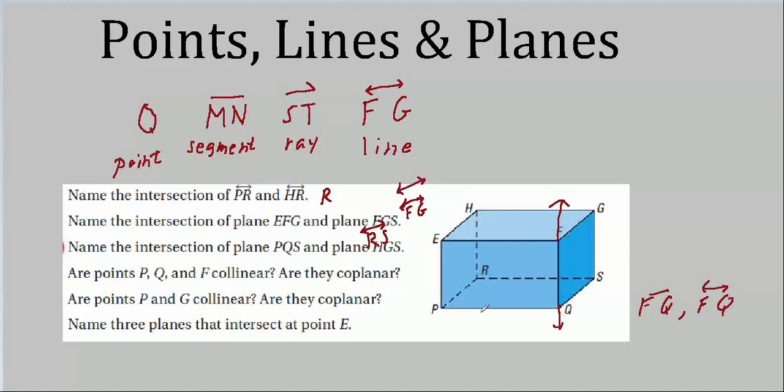Collinear? No. But this is the line here for PQ. This is the line for QF. They are not collinear, so that's a big no. What about P and G?